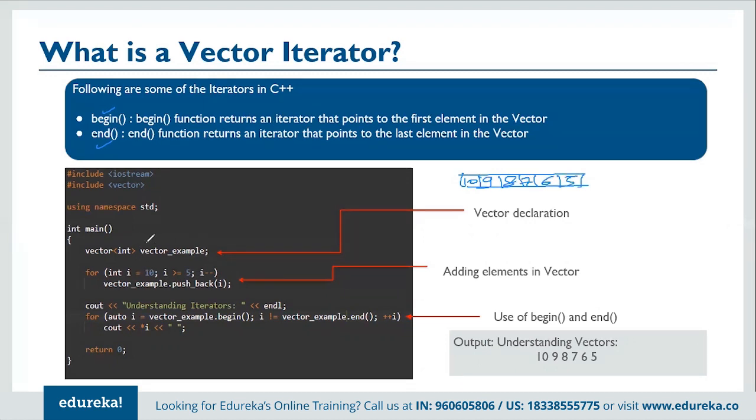This particular statement is a vector declaration. I'm saying that I want to create a vector which will hold the integer data type, and the name of the vector is vector_example.